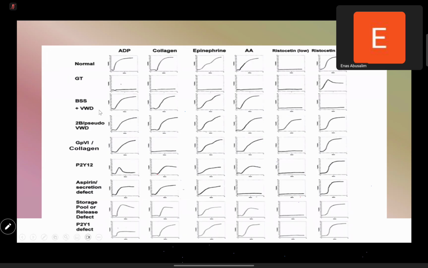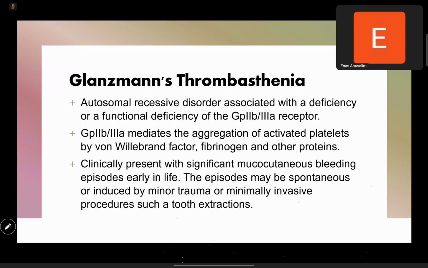So the question in the exam would be in the form of, you have a patient that presents with bleeding disorders or mucocutaneous bleeding. We did a light transmission aggregometry that showed no response to any of the agonists but high-dose ristocetin. What does he have? Glanzmann's thrombasthenia. So I'm not going to bring these tables in the exam, just know that Glanzmann's does not respond to any of the agonists but high-dose ristocetin. Bernard-Soulier responds to all of the agonists but high and low-dose ristocetin. That's it, okay?